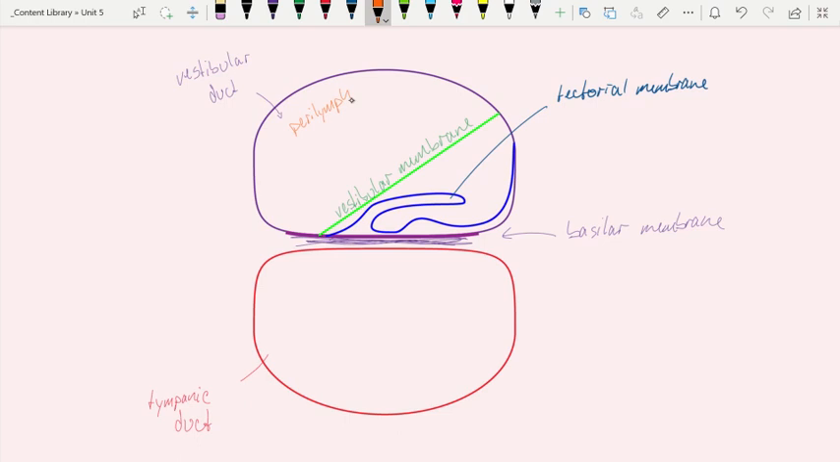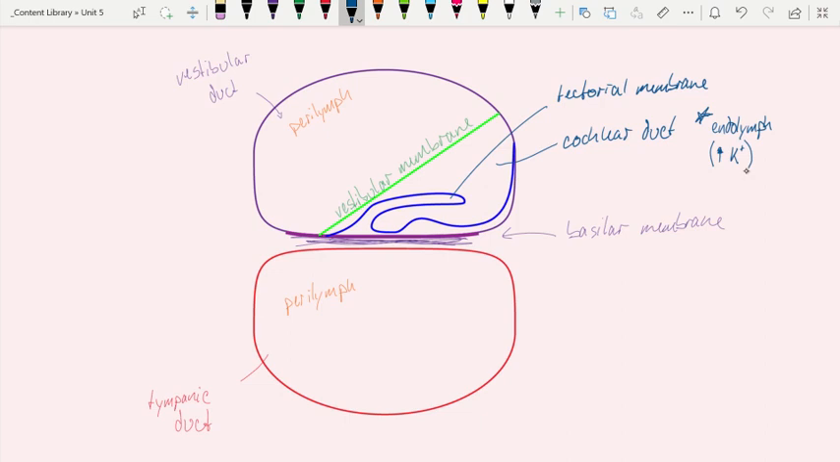The tympanic duct is also filled with perilymph, but the cochlear duct, which is over here, I'm going to put a star here because this is very important. This is filled with endolymph. And endolymph is different than perilymph in that endolymph is very, very enriched in potassium ion.